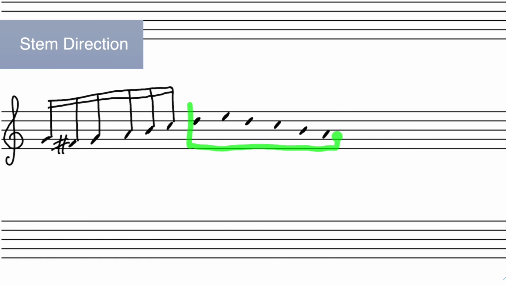So now looking at the next group, I have all but the last note on the middle line or above, right? This last note here is below the middle line. So we'll go with the majority in this case and put the stems down. Like so.